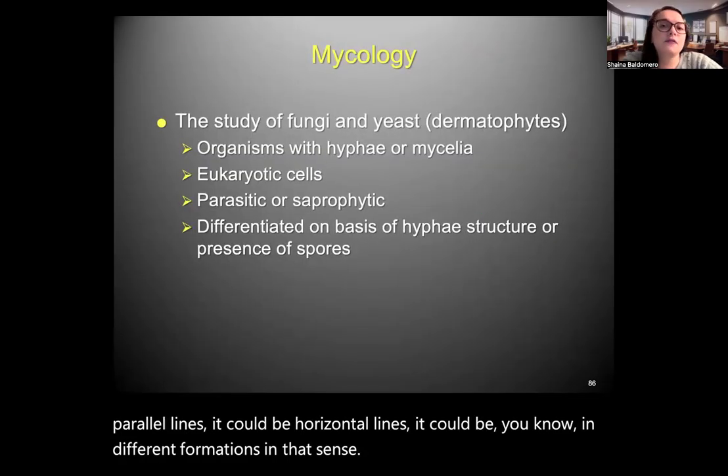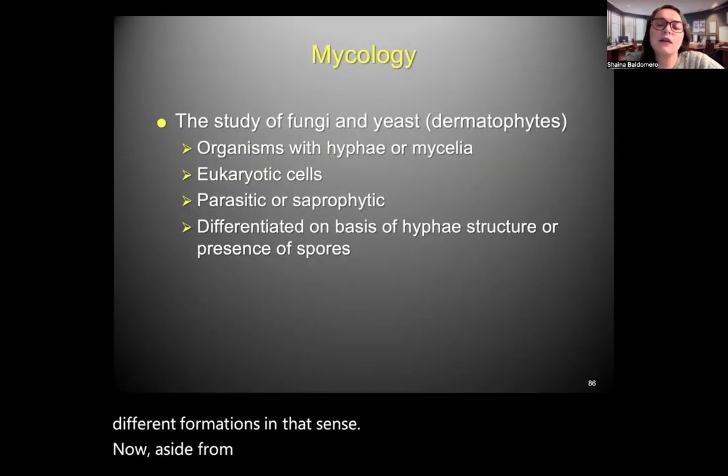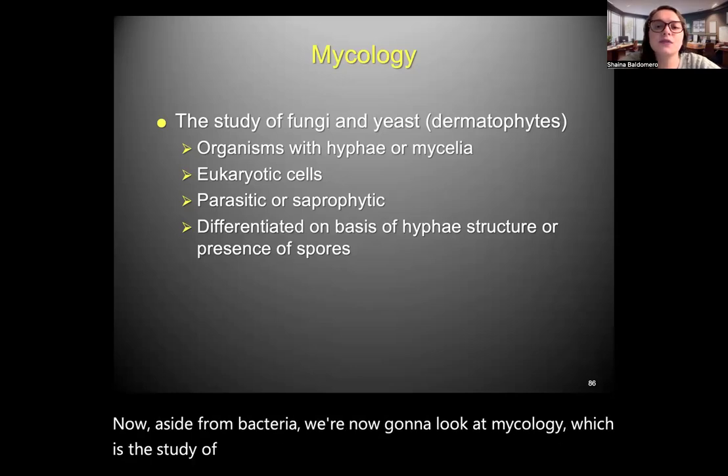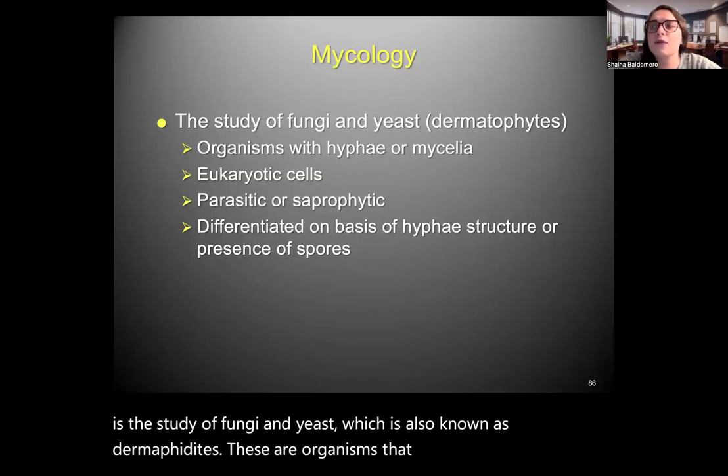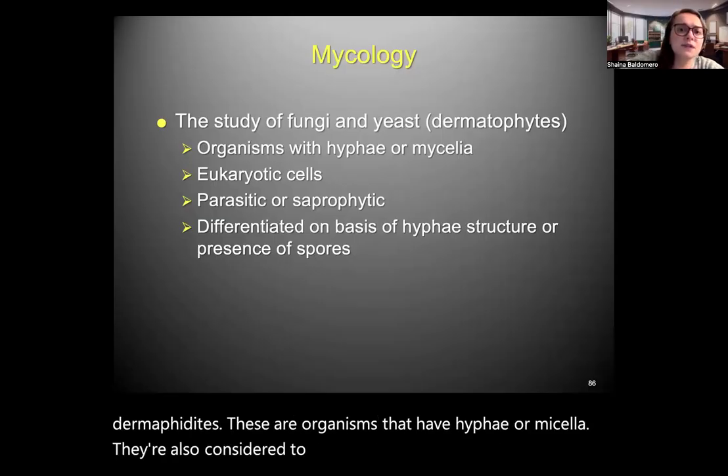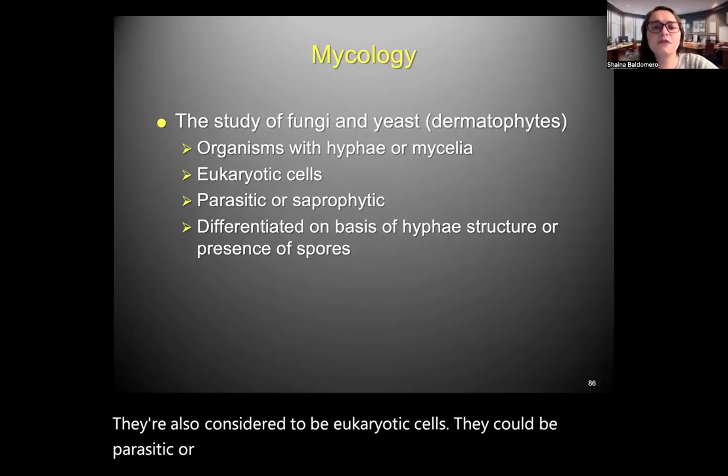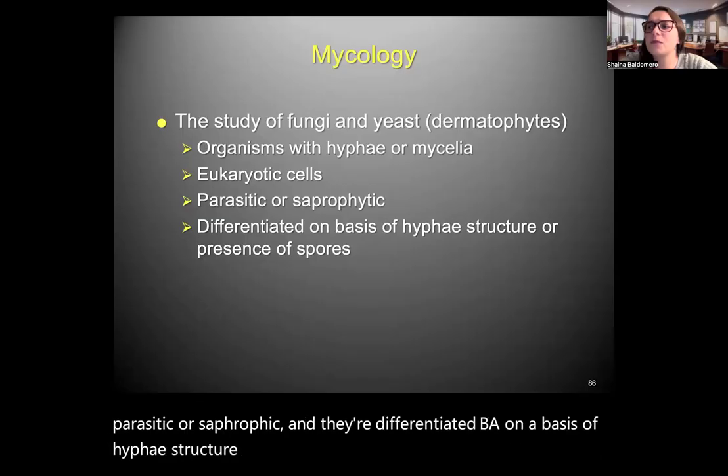Now, aside from bacteria, we're going to look at mycology, which is the study of fungi and yeast, which are also known as thallophytes. These are organisms that have hyphae or mycelia. They're also considered to be eukaryotic cells. They could be parasitic or saprophytic, and they're differentiated on the basis of hyphae structure or presence of spores.